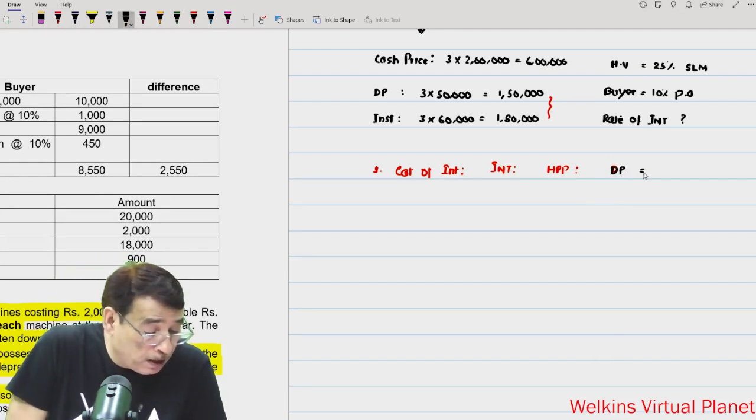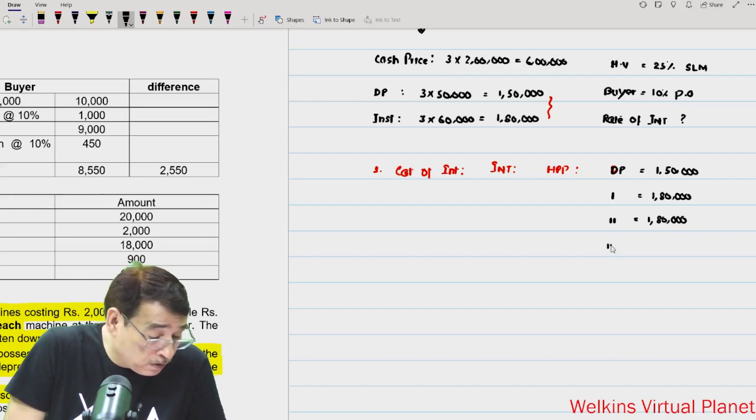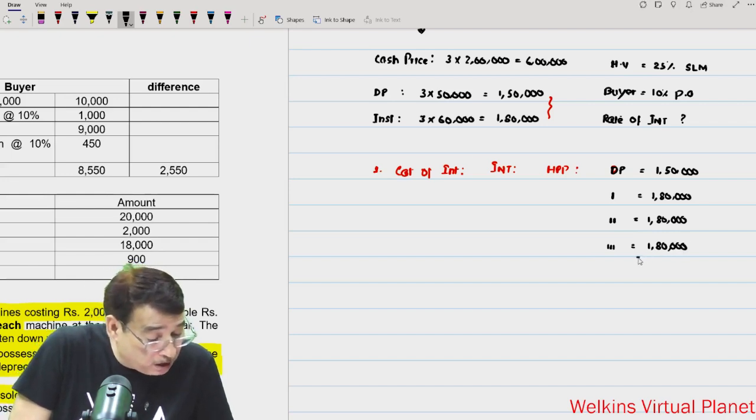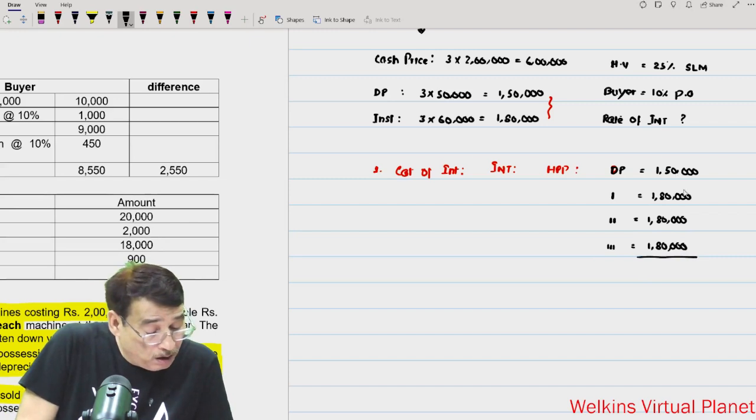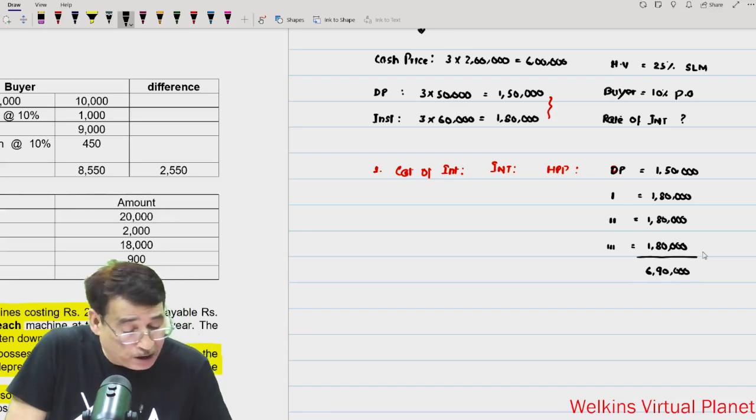Down payment is equal to 1,50,000. And you are paying three installments of 1,80,000 each. First installment 180, second installment 180, and even your third installment, 1,80,000. Now, if you add all these items, how much will it be equal to? I think 6,90,000. So 6,90,000 will be your hire purchase price, correct?